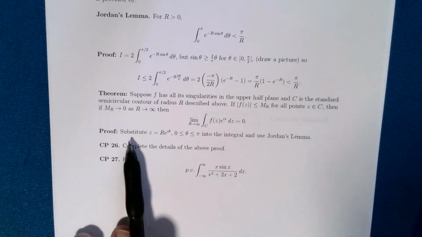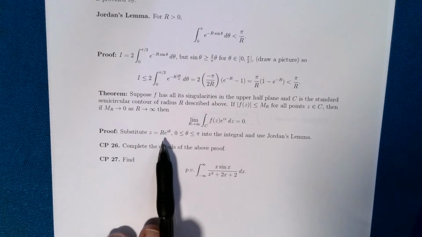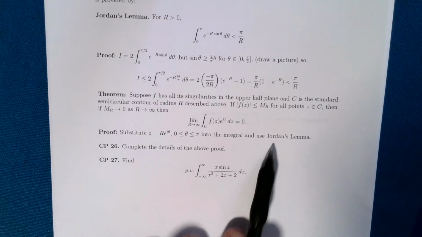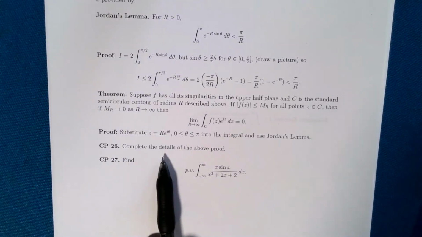So the proof of this, well, you just substitute z as r e to the i theta into the integral, and then you use Jordan's lemma that we had above, and I'll leave you to complete the details as an exercise if you're interested in doing that.